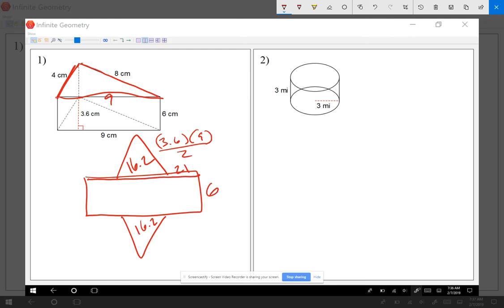I added all the sides of the triangle. Then I'm looking at 21 times 6. That is 126. Just add everything, and it gives me 158.4.